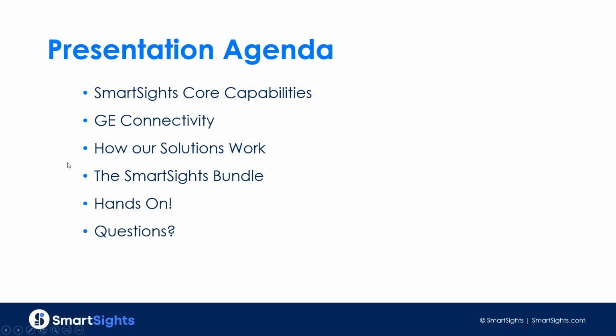So to get started, we'll go over today's agenda. We'll talk about SmartSights core capabilities, our connectivity and history with GE, and how our solutions integrate with GE software. We'll talk about the SmartSights bundle, which is sort of a newer extension to our two core capabilities. And then we'll transition to some hands-on. Mr. Rivas will give you a brief demonstration of Win911 using GE alarm data, and I'll give a demonstration of Excel Reporter and the SmartSights bundle. And of course, we'll take a break at the end to answer any questions as they come up. If anyone does have any questions during the presentation, just use the questions tab inside of the GoToWebinar menu.